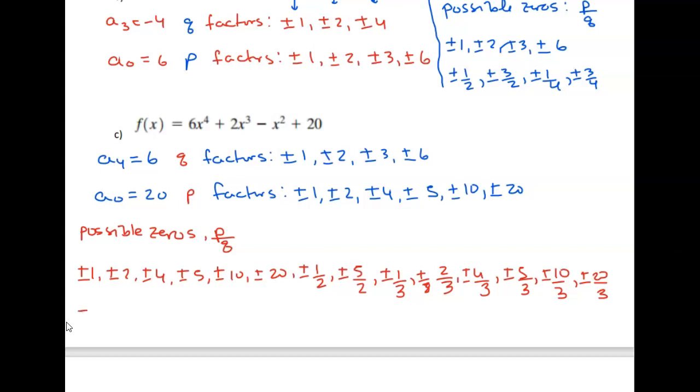So divide by 6, we get plus or minus 1 over 6. 2 over 6 gives me 1/3. 4 over 6 gives me 2/3. 5 over 6 is new. 10 over 6 is 5 over 3. And 20 over 6 is 10 over 3. So all these are the possible real zeros. You can see in some cases there are many of them, which you have to try out. Hopefully when you try them out, you can find them quickly, because this can be a long process.